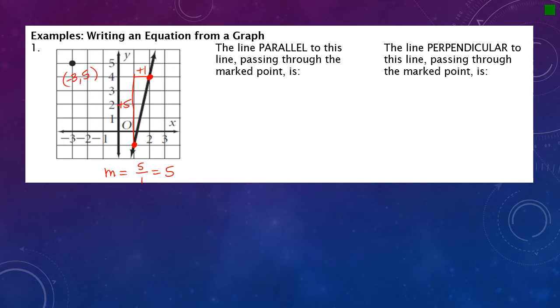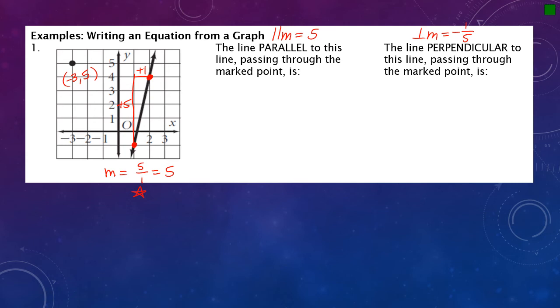For the first question, it asks you for a line parallel. So the parallel slope is the same, so it's also 5. And then let's just go ahead and do the perpendicular slope. So since the parallel slope is positive, my opposite reciprocal will be negative, and then if I flip 5, it would turn into 1/5. And you can kind of see that a little bit better down here before I changed it into a whole number.